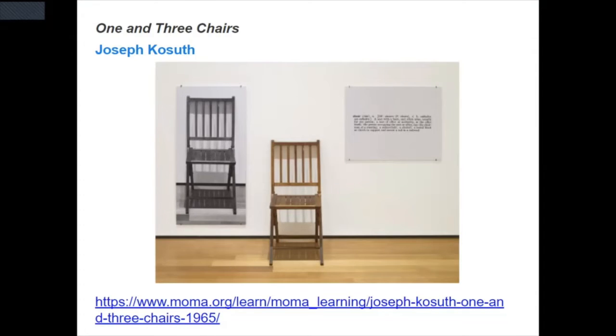Here's another piece of artwork called One and Three Chairs by Joseph Kosuth. This artwork is in the Museum of Modern Art in New York. It includes a real chair, a photograph of a chair, and a definition of chair displayed next to each other.